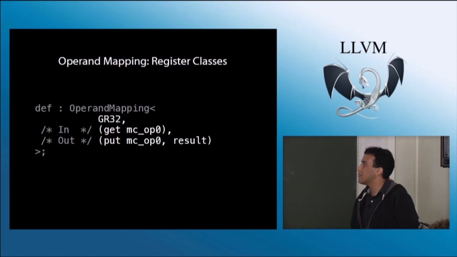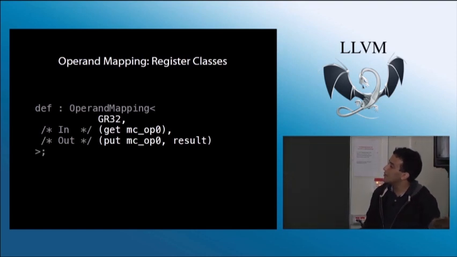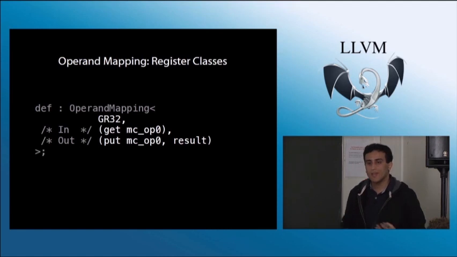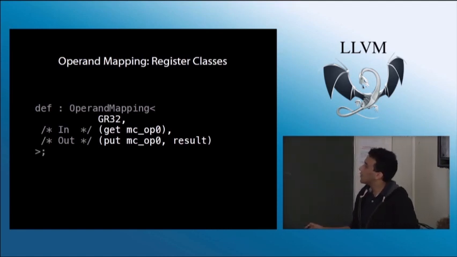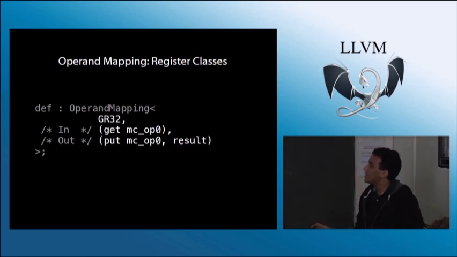Here we have the example of the operand mapping for a register. We define two nodes in the TableGen. There's the get node, which means get the nth register. Here in this case, MC op 0 will be replaced by the value of the MC operand, let's say 43 for EAX. This means get the 43rd register.